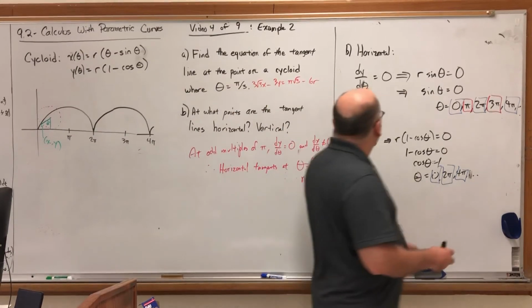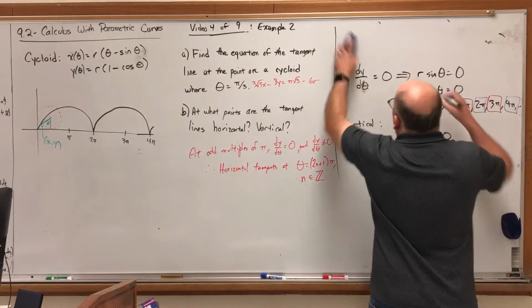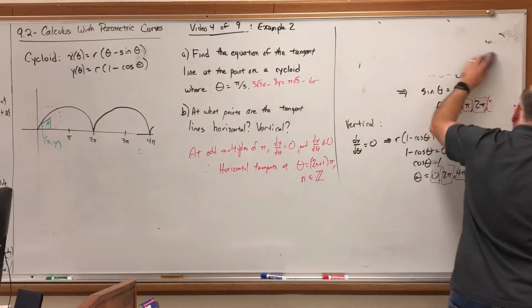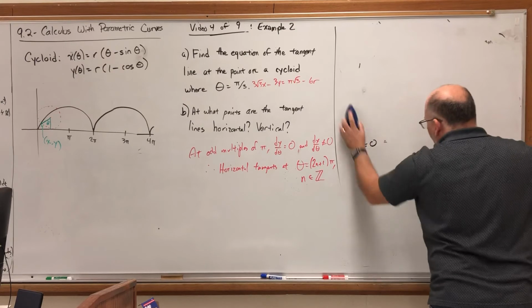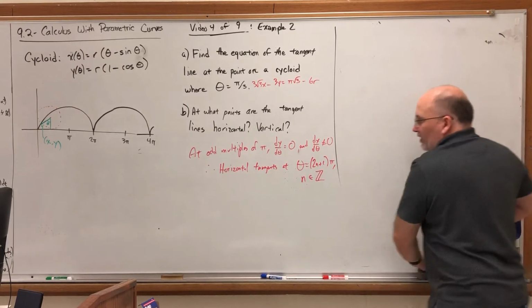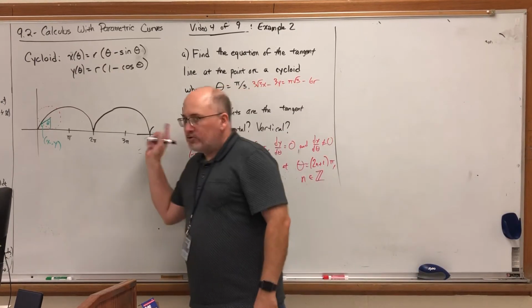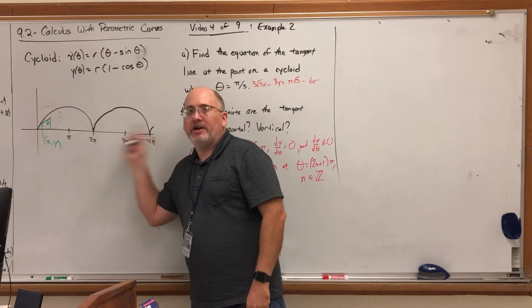So let's move our derivatives up here. Remember, we're looking at even multiples of pi. And I think it's reasonable that whatever we conclude for one of them is going to be true for all of them because of the periodic nature of this graph.